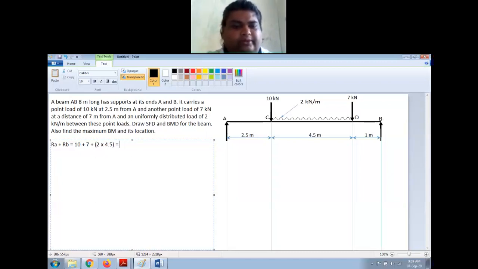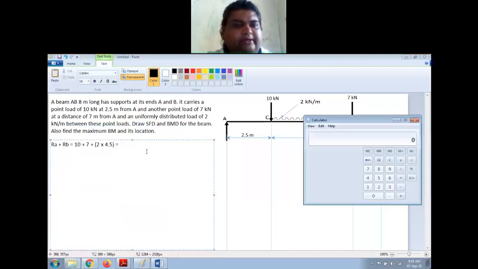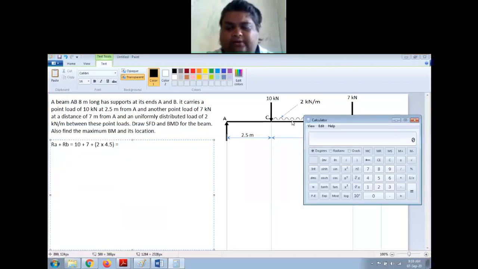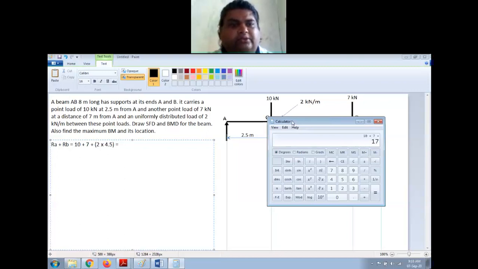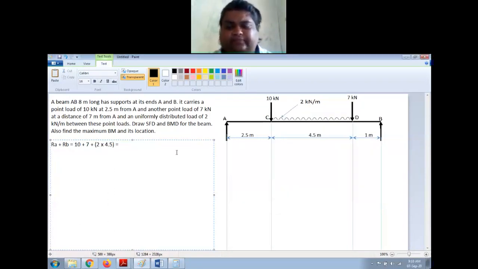So this will be, let me open my calculator. 10 plus 7 plus 2 into 4.5 is 9. So it is 26 kilonewton. So this is the total force which is acting on this beam in the downward direction, and the support reactions should be proportionate to this, right?